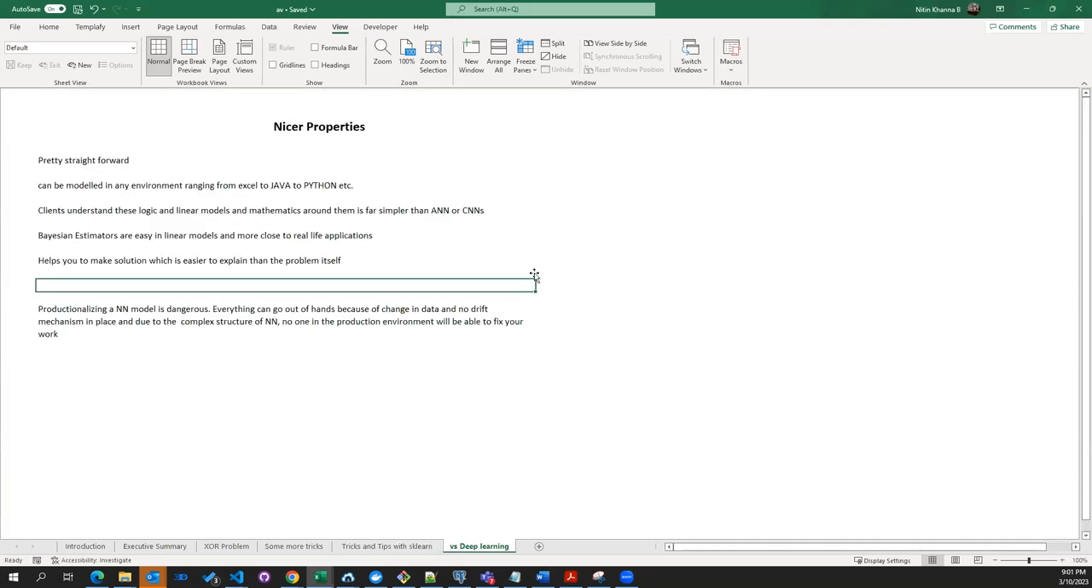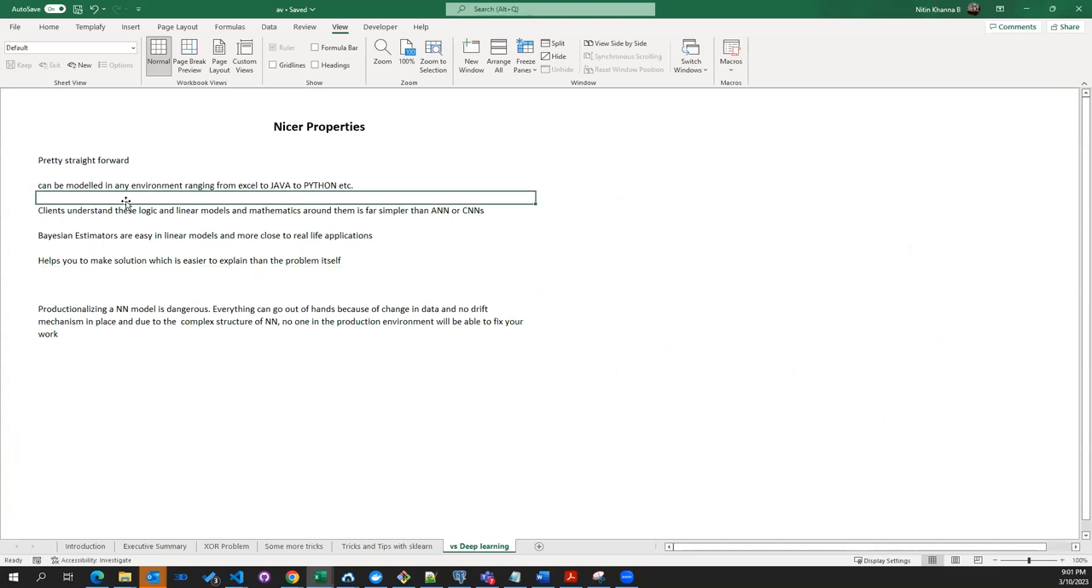Now, the nicer properties. Linear models fueled with feature engineering are pretty straightforward. If something breaks, most of the people who are working can fix it. You are not always required to be present there. And these functions that I've shown are so simple that they can be created in Excel, Java, or Python. They can be ported to any language, and they can be created and fed into your original data.